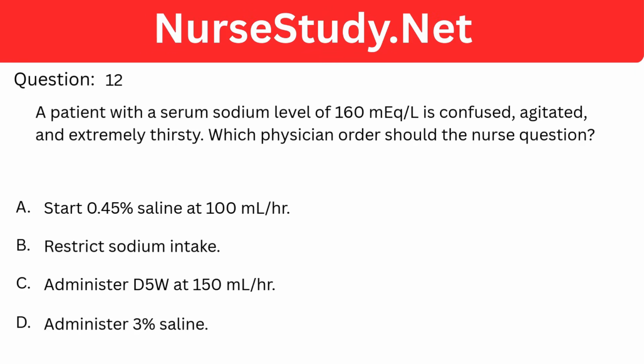Question 12. A patient with a serum sodium level of 160 milliequivalents per liter is confused, agitated, and extremely thirsty. Which physician order should the nurse question? A. Start 0.45% saline at 100 milliliters per hour. B. Restrict sodium intake. C. Administer D5W at 150 milliliters per hour. D. Administer 3% saline.